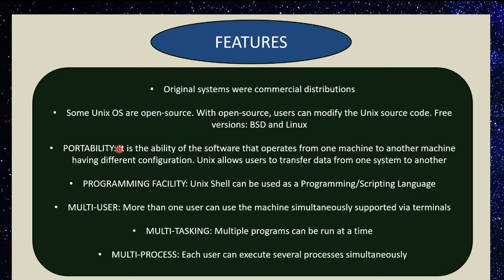Some of the features of UNIX include portability, which is the ability of the software to operate from one machine to another, even though those machines have different configurations. UNIX allows users to transfer data from one system to another, regardless of their configuration. Another feature is the programming facility. The UNIX shell can be used as a programming or scripting language.